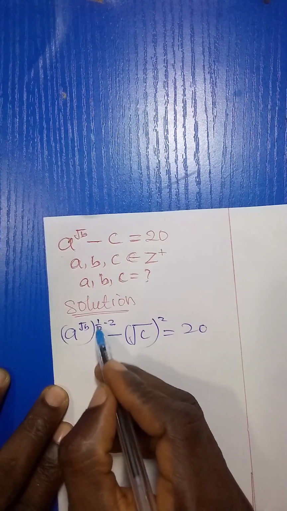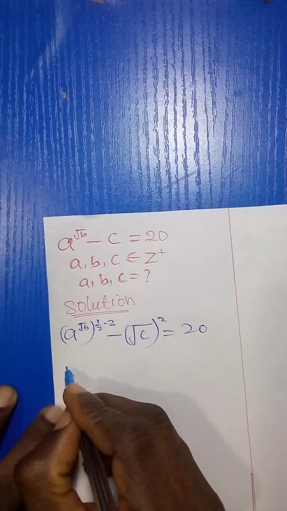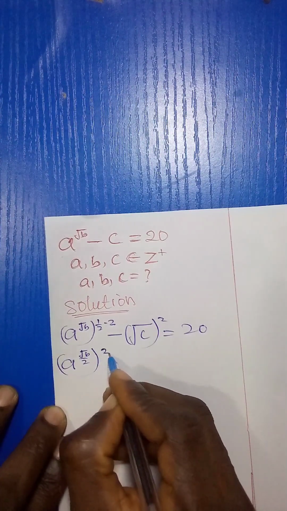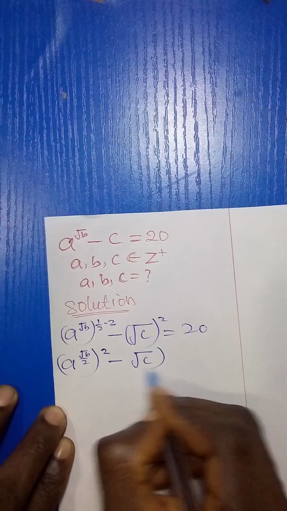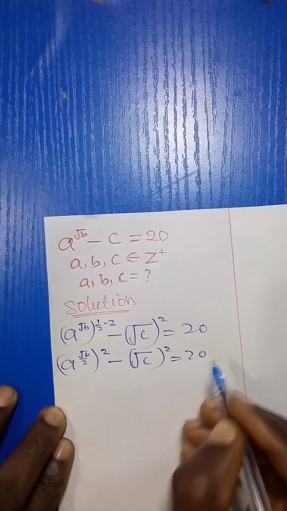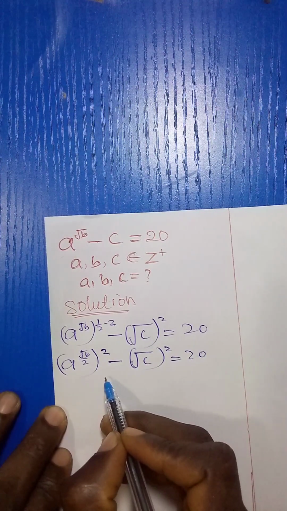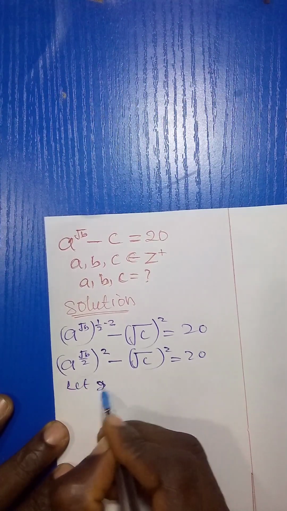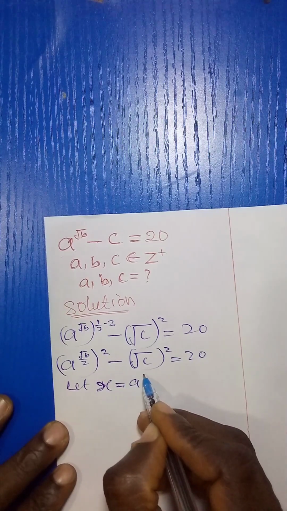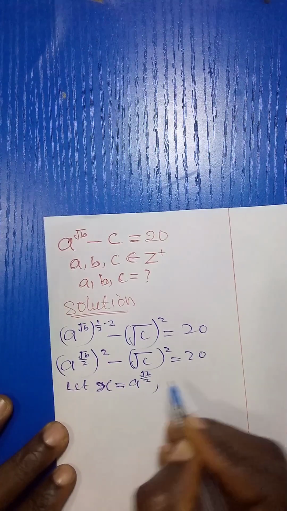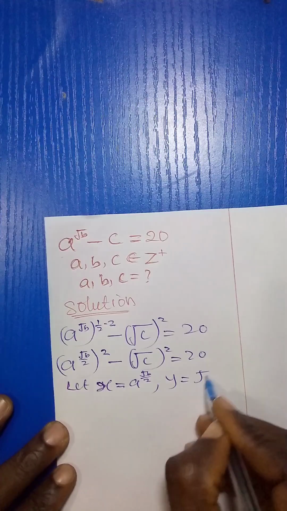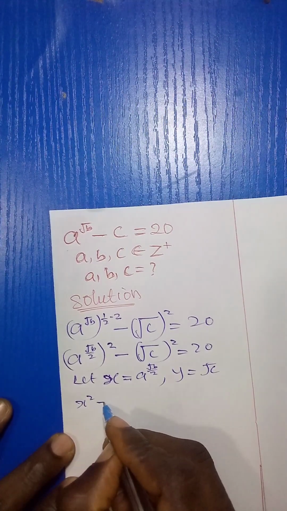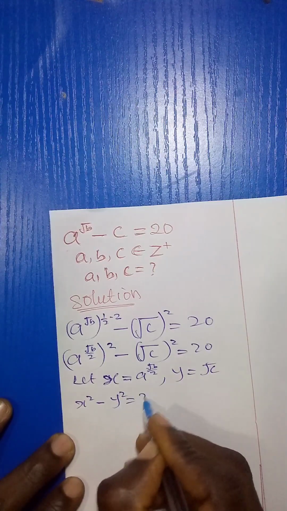I will now move this 1 over 2, which is the power, inside the bracket. It becomes A raised to power the square root of B over 2, all raised to power 2, minus the square root of C raised to power 2 is equal to 20. So basically what I have is difference of two squares, but I'll make a substitution. Let x be equal to A raised to power the square root of B over 2 and y equal to square root of C. So substituting, the equation becomes x squared minus y squared is equal to 20.